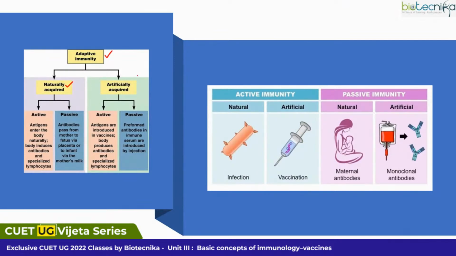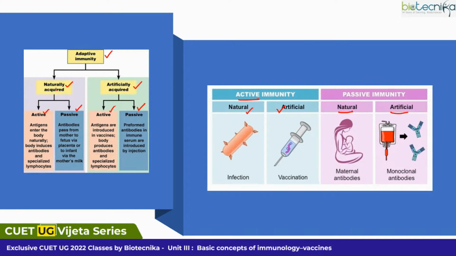Okay, now this adaptive immunity can be further classified. You can call it naturally acquired or artificially acquired adaptive immunity. Now, the naturally acquired can also be active or passive. Similarly, artificially acquired can also be active or passive. Or the other way around, you can say the active immunity can be natural or artificial. Similarly, the passive immunity can be natural or it can be artificial.